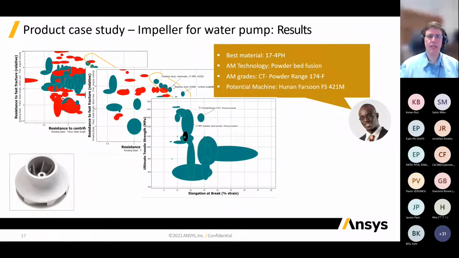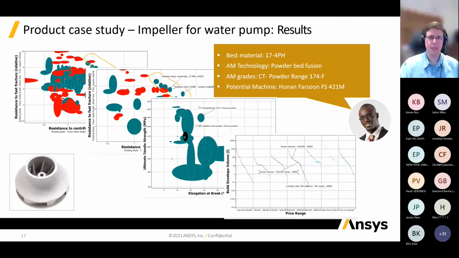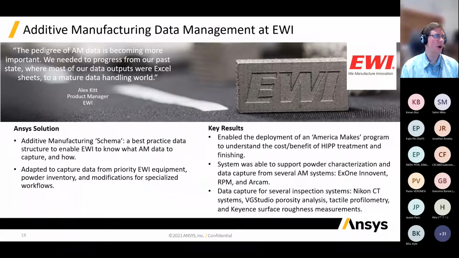By doing your data assessment and building up your data, having it all in one place and being able to assess it much more easily, you can save so much time in development, in manufacturing, and in finding issues with your product. All of it is about having and managing the data effectively and assessing it. The example I give is EWI. They use AM data management very importantly. They've transitioned from Excel data sheets to a much more in-depth database schema to capture all of their additive manufacturing data, particularly for the America Makes program, and it supports powder characterization data capture from a whole load of AM systems, both destructive and non-destructive testing. Putting this all together gives you an incredible power to assess and understand your products.